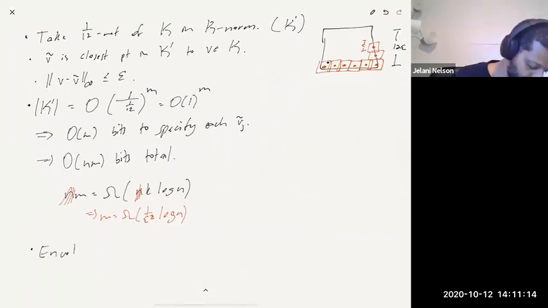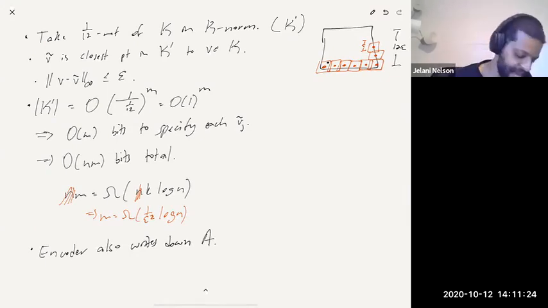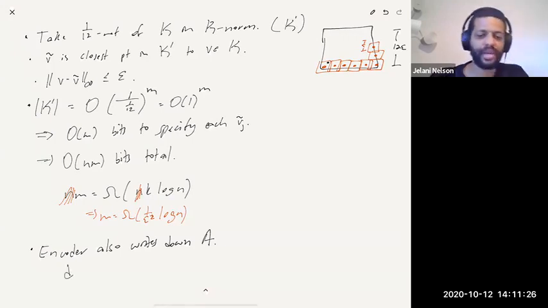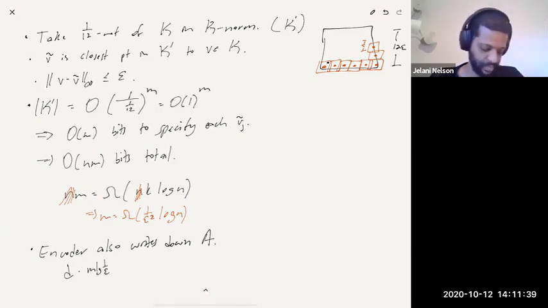The encoder also writes down A. Okay. How many bits does that take? Well, A has D rows, and each row is a rounding in an L2 net, which is an epsilon net of dimension M. So D times M log 1 over epsilon bits.